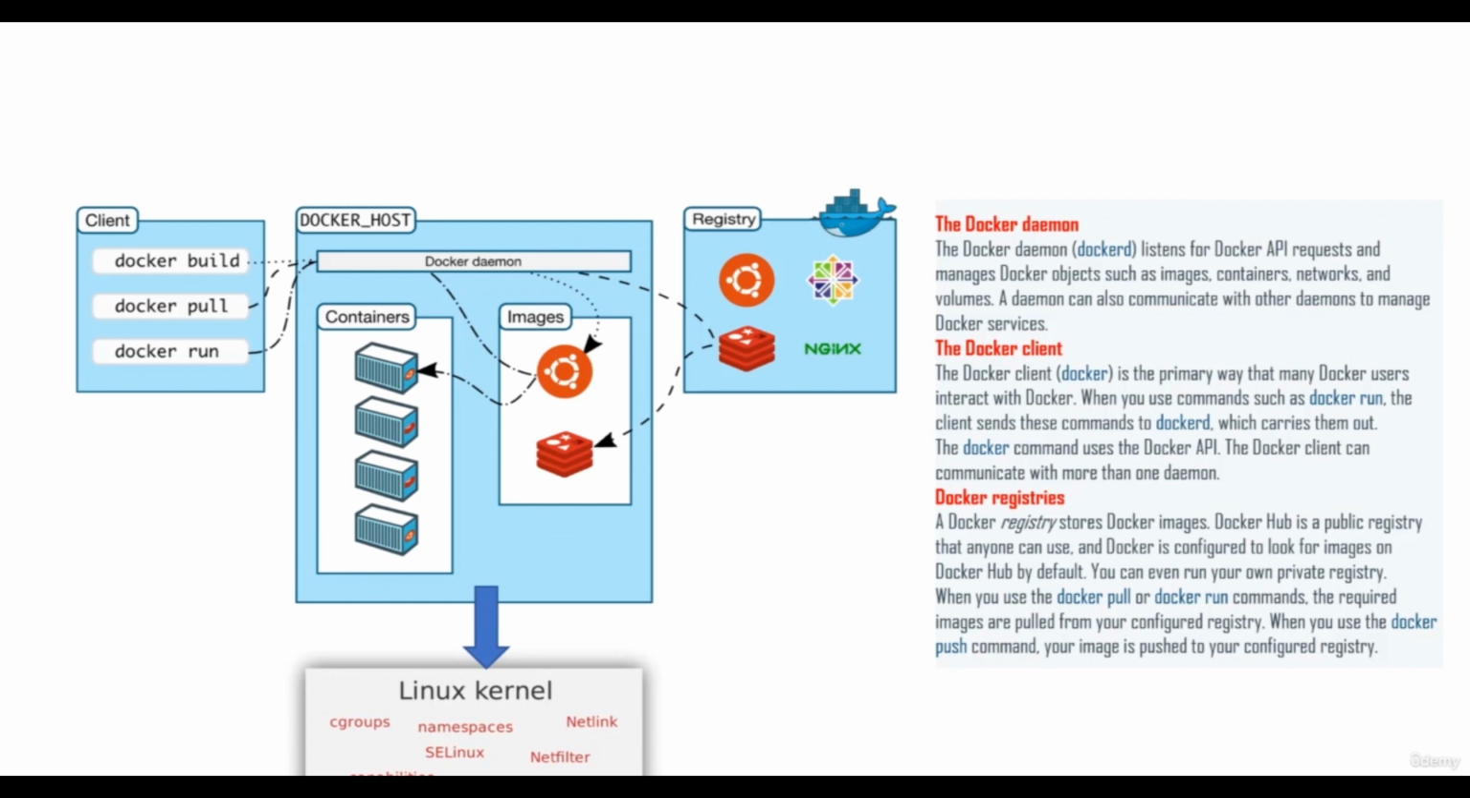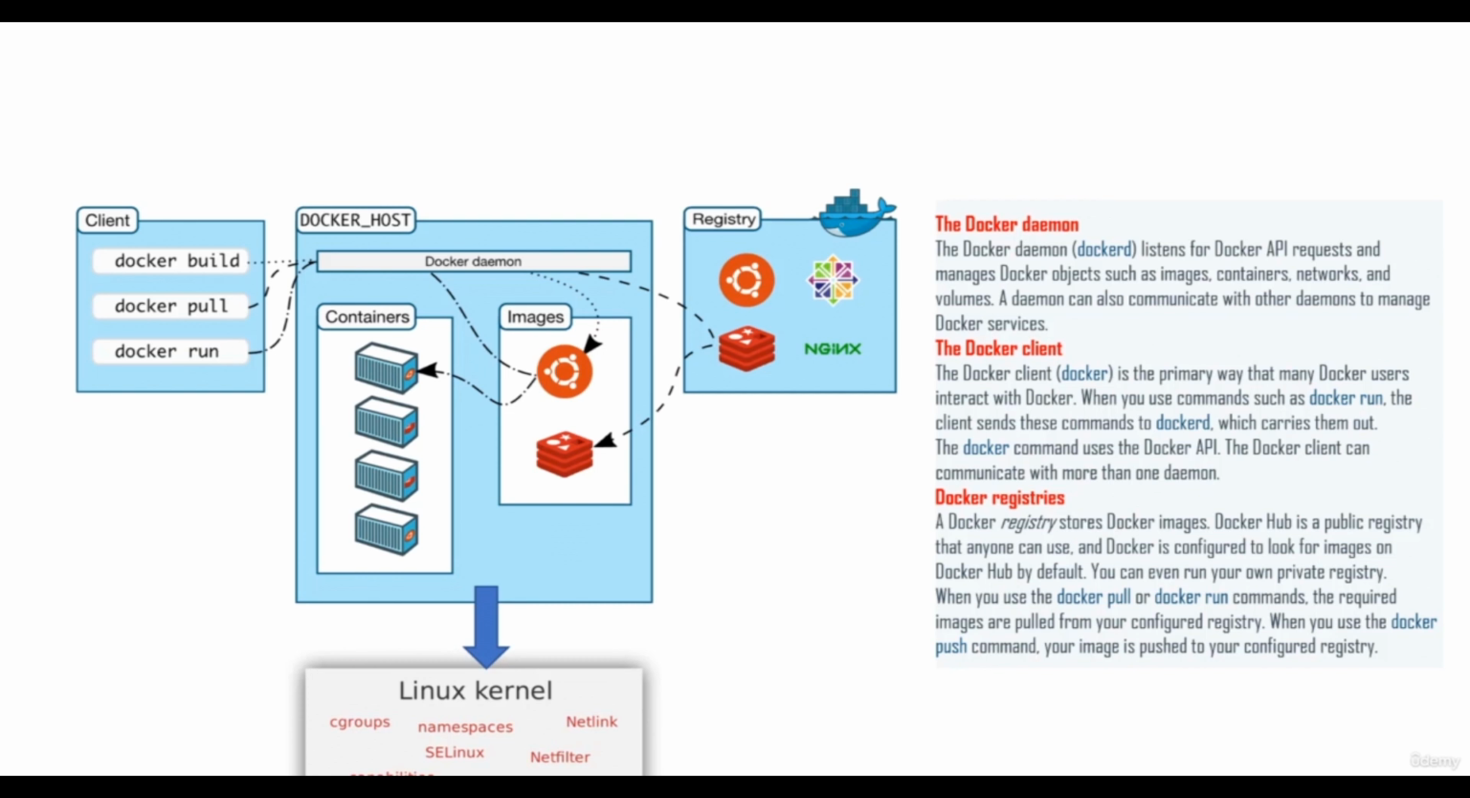And then the third most important aspect of the Docker architecture is the Docker registry. A Docker registry stores your Docker images. Docker Hub is a public registry that anybody can use, and Docker is configured to look for images on Docker Hub by default. You can even run your own private registry. When you use the docker pull or docker run commands, the images being asked for are pulled directly from the Docker registry. When you use the docker push command, your images are pushed to that particular configured registry. These are things that we'll talk about in the upcoming chapters.